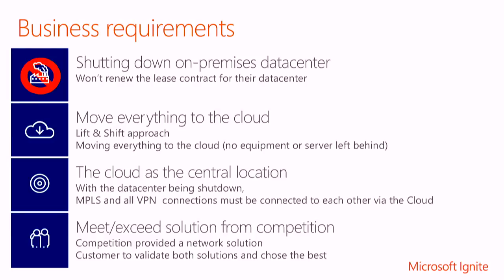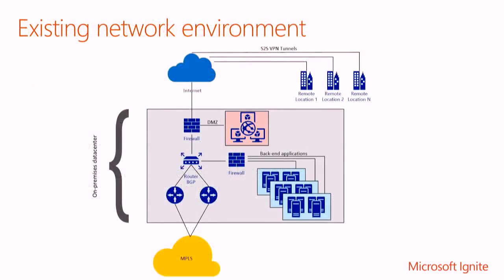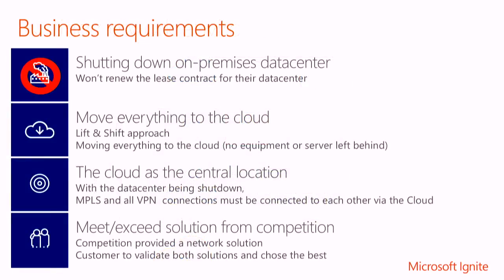Their on-prem has two types of connectivity. They have MPLS connection from other offices, and there are also some remote locations that connect to the data center using site-to-site VPN tunnels, right? What they are saying is, hey, this building is going away. That means whatever is here, all these servers will have to move to the cloud. That's their goal. But at the same time, I need to make sure of full routing capability between all locations.